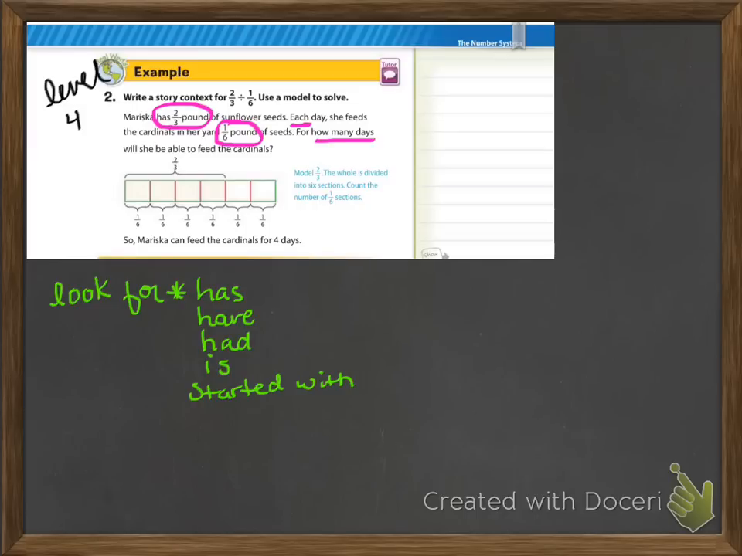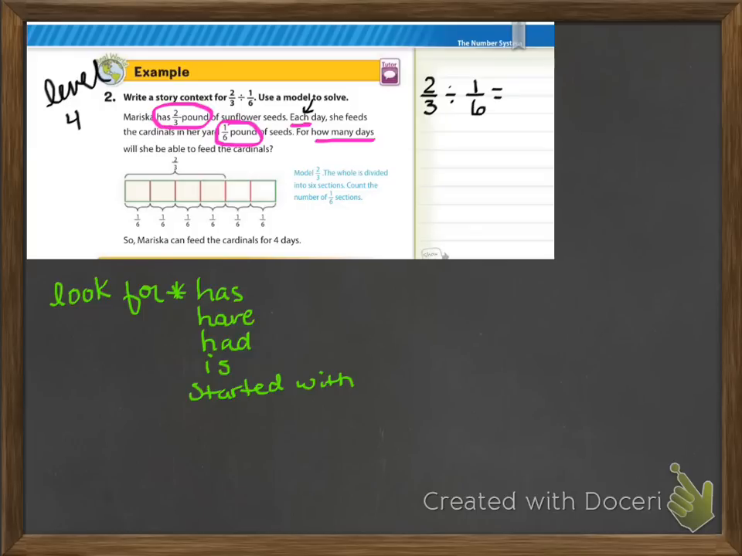So before they started dividing things up, Mariska had 2/3 of a pound of sunflower seed. Notice that word has. So I know off to the side here that 2/3 is going to be the division problem that I'm going to start with. So I'm going to write 2/3 right here. And then I know that we're going to be dividing, and the reason I know that is because of this word each. Because it says she gave a certain amount out each day. So she gave out 1/6 of a pound each day. So let's go ahead and divide it by that 1/6.